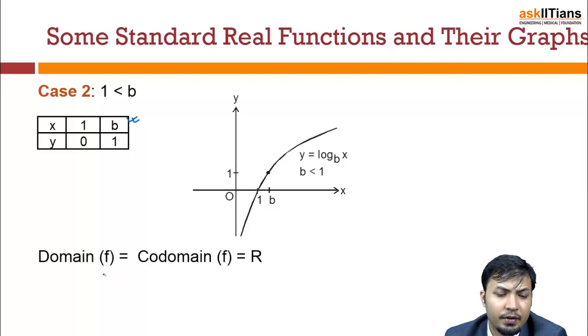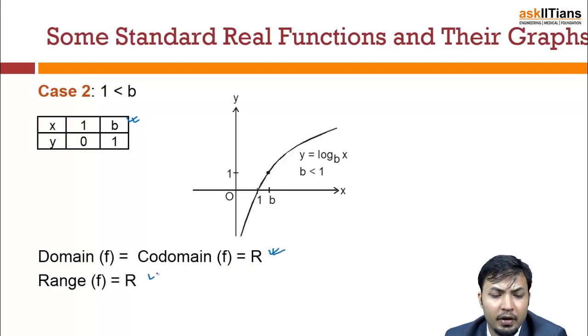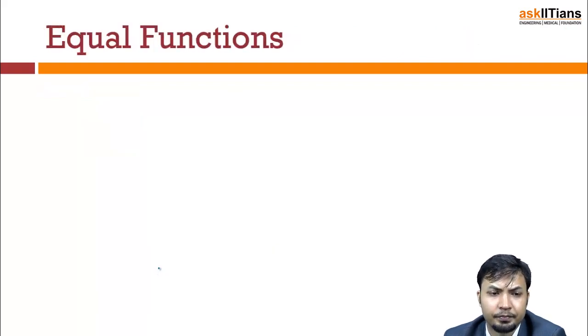So in this case, my domain of f is equal to the codomain of f, which is equal to R, and my range will also be the same.